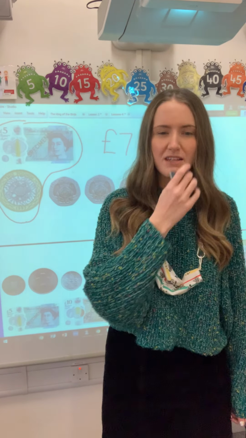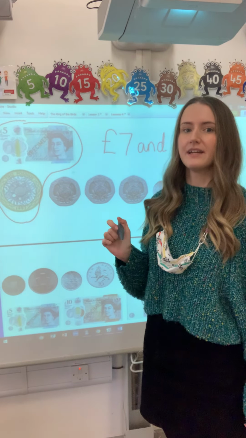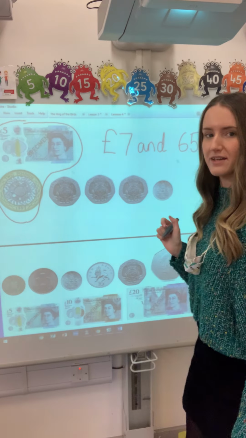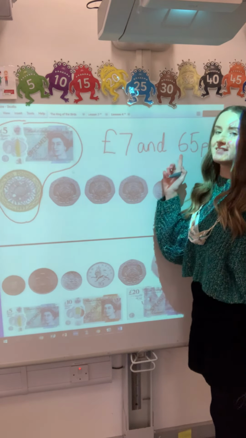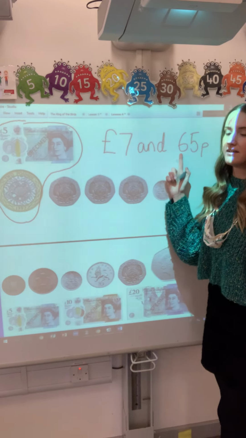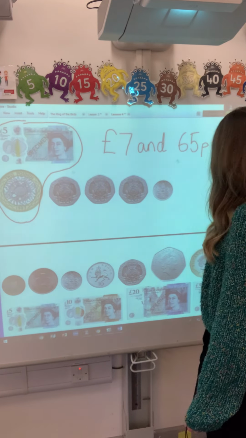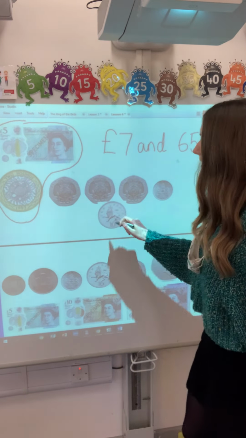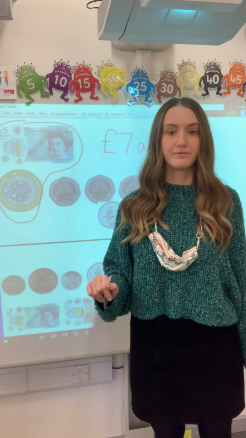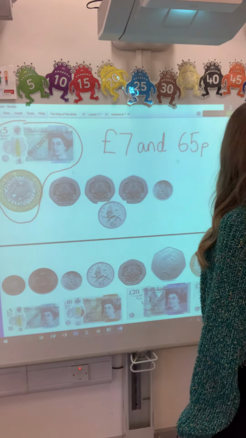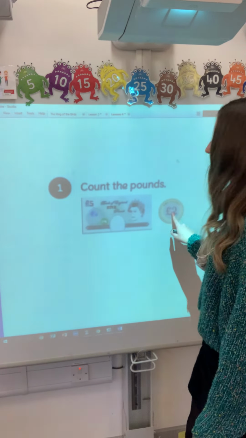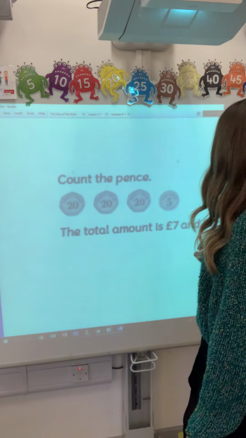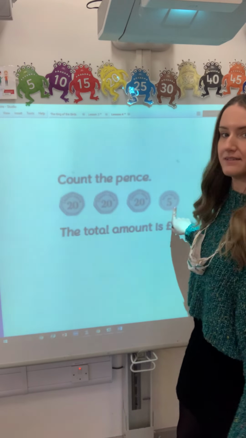Take a minute to pause and see if you can work out how much more money he would need. He's got £7.65. The jar of jam was £7.75. If you said that he would need 10 more p, you would be correct. Well done. Okay, right. Like we've just done, we counted the pounds, we did £5 add £2, and then we counted the pence.